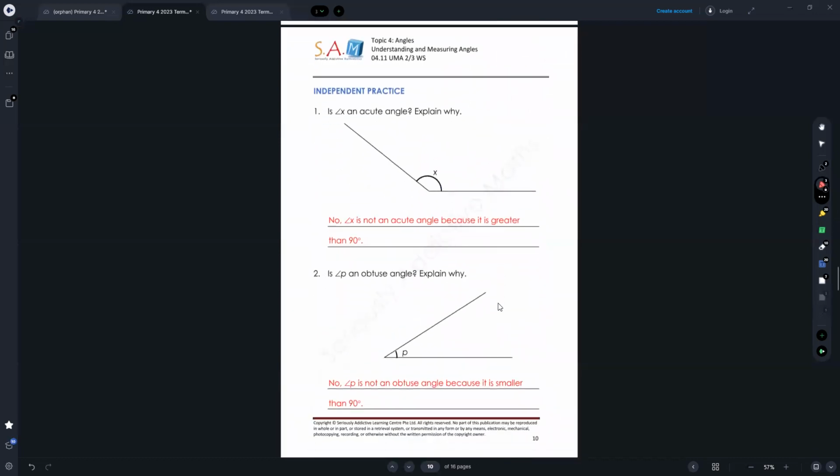Then perhaps show them how to do one question. Is this an acute angle? No, because an acute angle is less than 90, and this angle is greater than 90. So it's not an acute angle.